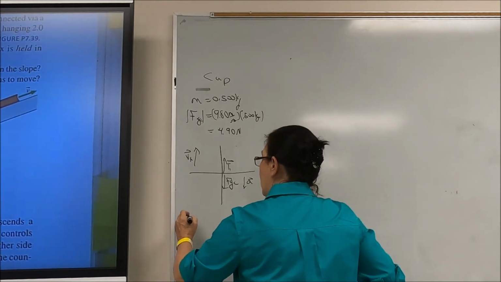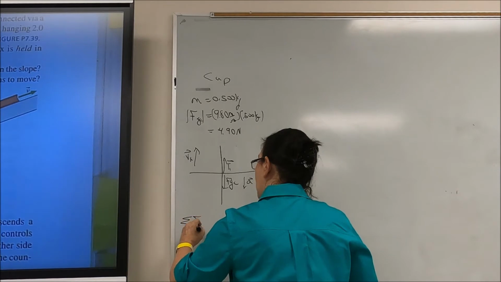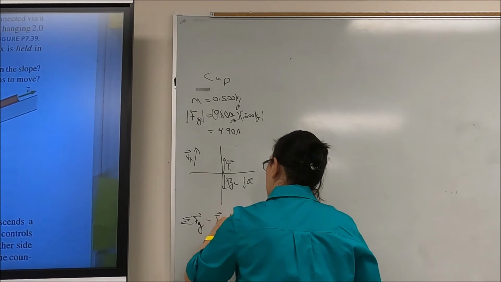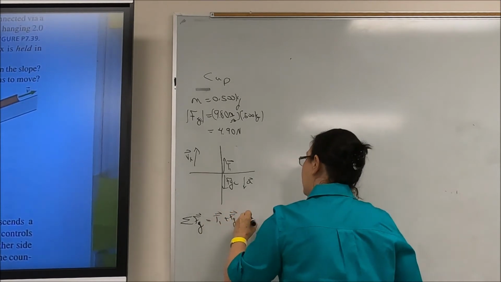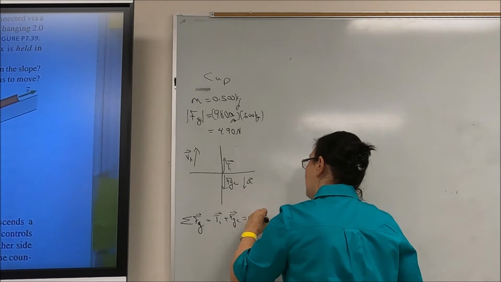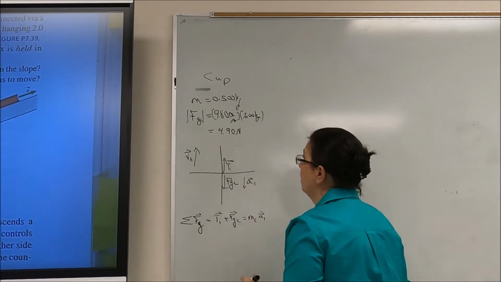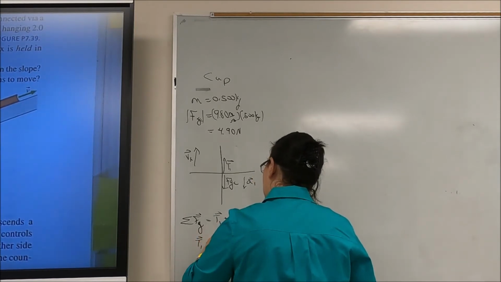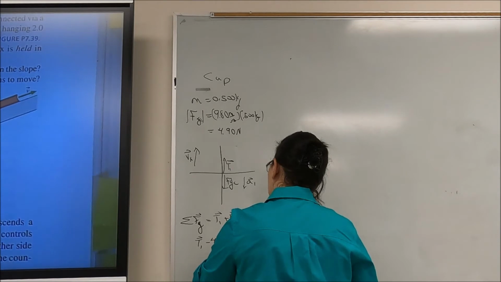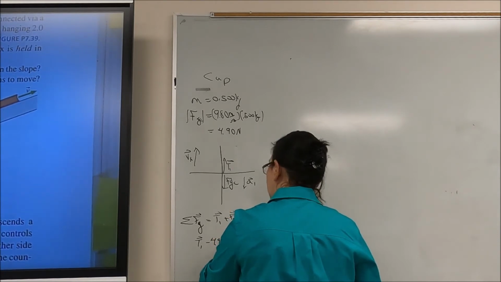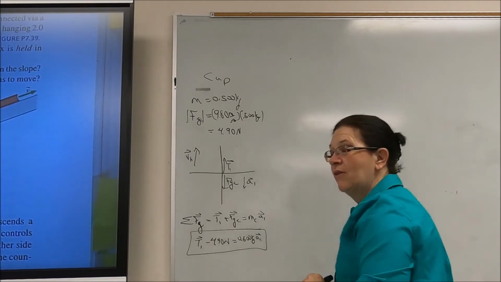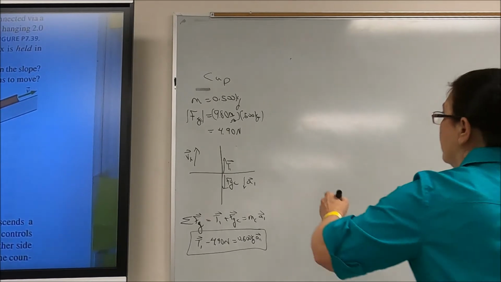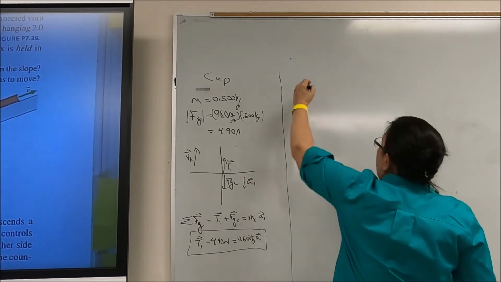Okay? So the sum of the forces in the y direction has to be T1 plus force due to gravity of the cup, and that has to equal the mass of the cup times A1. So I've got T1 minus 4.90 newtons is equal to 0.500 kilograms times A1. Right now I've got one equation and two unknowns, but that's all I can do with the cup. Now let's go to the book.